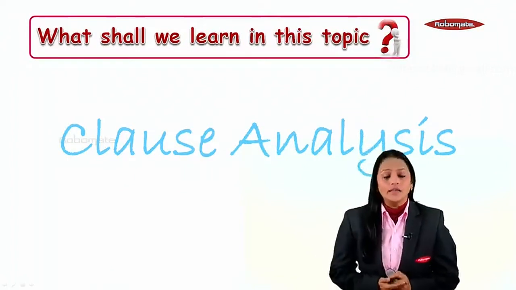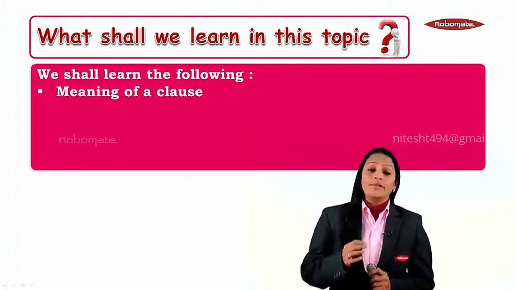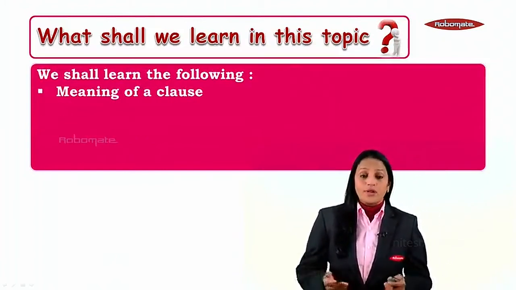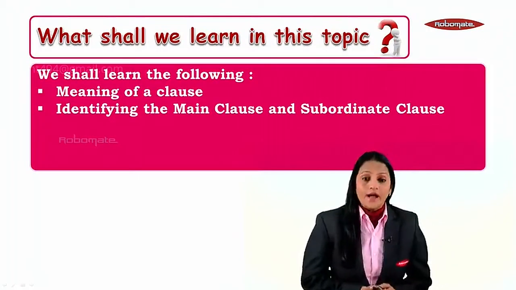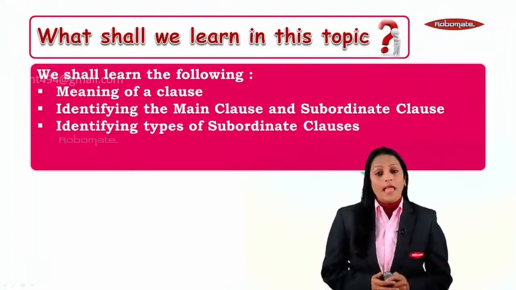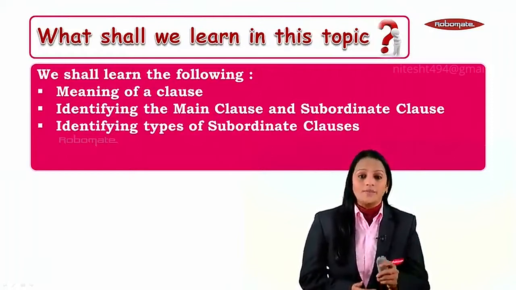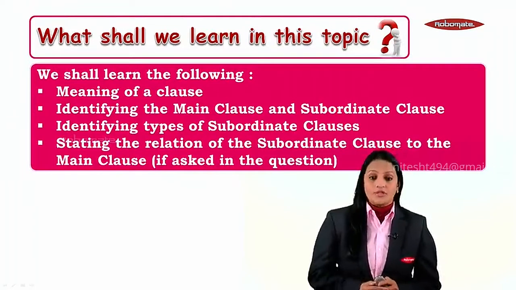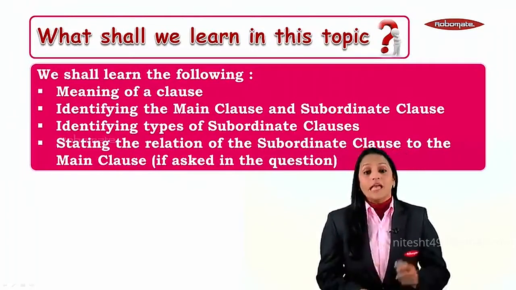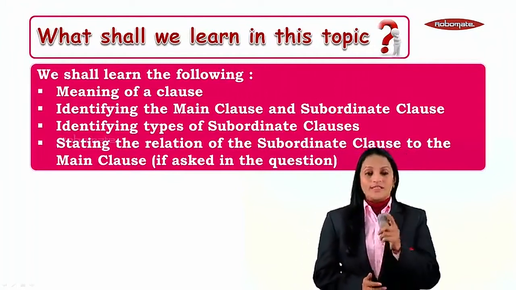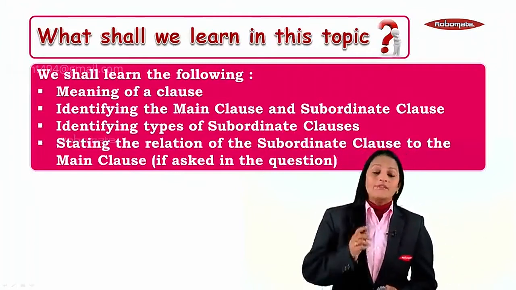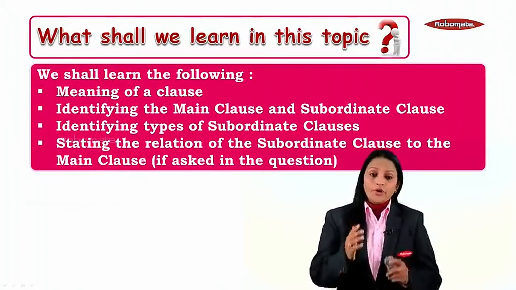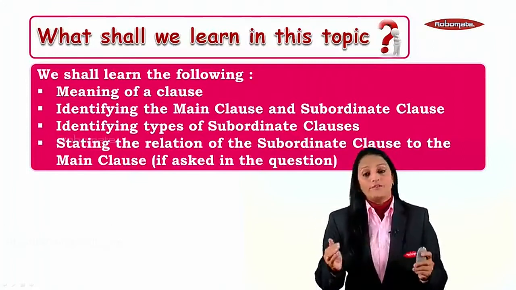Now what are we going to learn in this topic? First and foremost, we will learn the meaning of a clause, because we will go ahead and do the analysis, but first we should know what a clause is. We shall identify the main clause and the subordinate clause, and then identify the types of subordinate clauses. And finally, we shall state the relation of the subordinate clause to the main clause if asked in the question. See there students, it's very clearly written that if at all it is asked in the question, only then you will state the relation. So we're going to deal with each one of these in different modules.